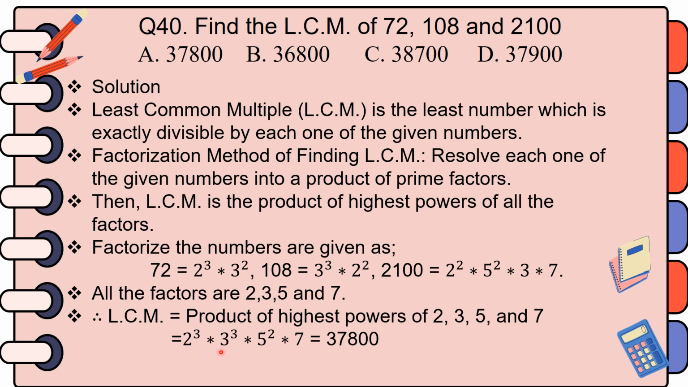Then you have to find out again the product of these prime factors. 2 the power of 3 times by 3 the power of 3 times by 5 the power of 2 times by 7, which is equal to 37,800. So your answer for this question is choice C.